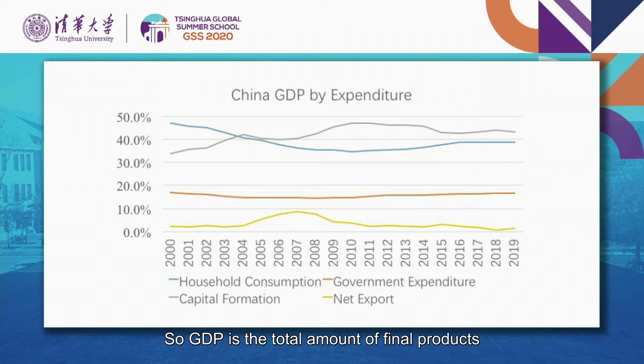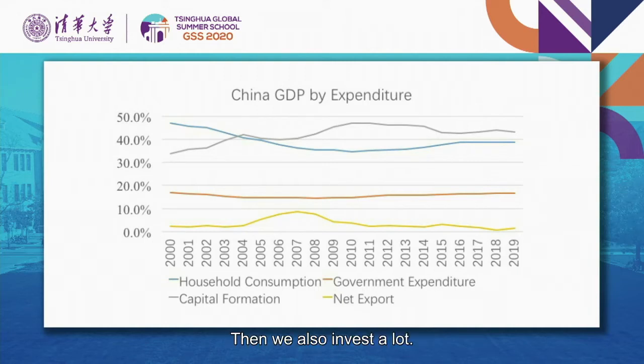Here, let me show you the decomposition of GDP in China. So GDP is the total amount of final products produced in a country. So here in China, we produce about 100 trillion yuan of GDP a year. And of all the products, some is consumed by domestic households. Okay, so here, the blue line, that's the share of GDP that goes into household consumption. It's about 40% of GDP. So Chinese households consume about 40% of what is produced in China.